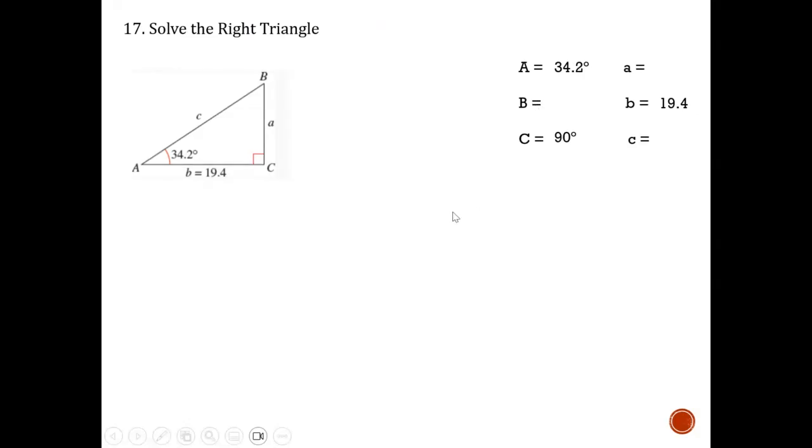So let's start out by finding angle B. We know that all the angles, when you add them up, have to give you 180 for a triangle. So to solve for B, it'll be B equals 180 minus A minus C. Let's plug in the 34.2 for A and the 90 degrees for C. So B equals approximately 55.8 degrees. I got my B.